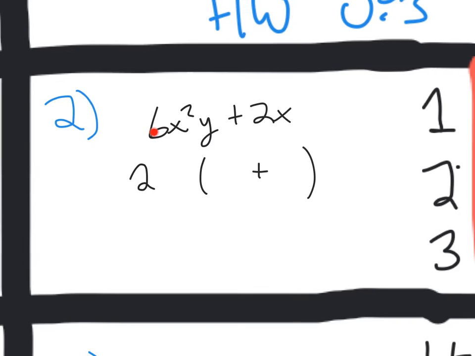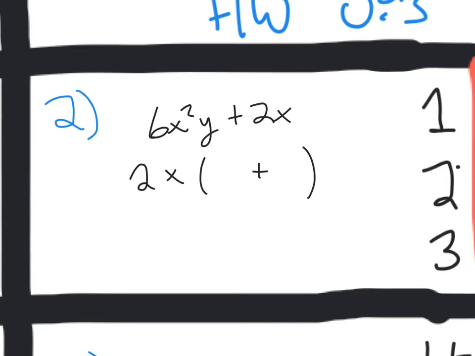Alright, then you move from the coefficient to the first variable, and that would be our x. So what do we have in common here with x squared and just a regular old x? Well, x goes into both of these, right? So I can pull out an x. Alright, and then how about y? We're done with x, now let's go to y. Here I have a y, but over here I do not have a y. So I cannot pull a y out of the binomial. So 2x is actually your greatest common factor.